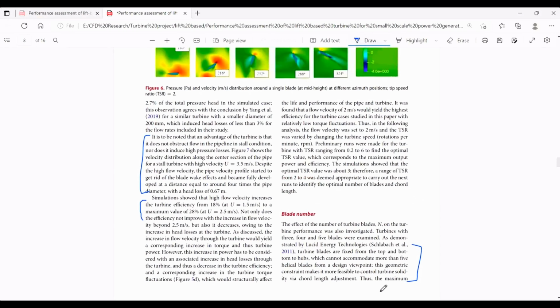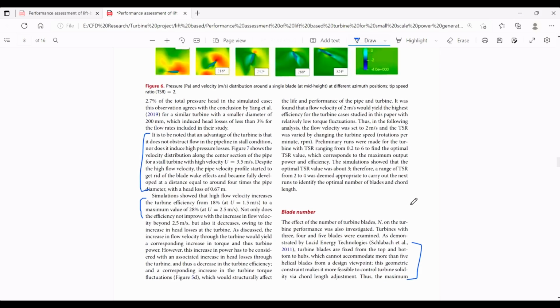Now coming to the impact of the number of blades on the performance of these turbines. First of all, through the literature review, the author found from the findings of Lucid Energy Technologies that the number of blades in a turbine is restricted to a maximum value of 5, as a greater number of blades cannot be accommodated on the lower and bottom hub of the turbine. So it is basically a design constraint, and hence the number of blades cannot exceed 5.